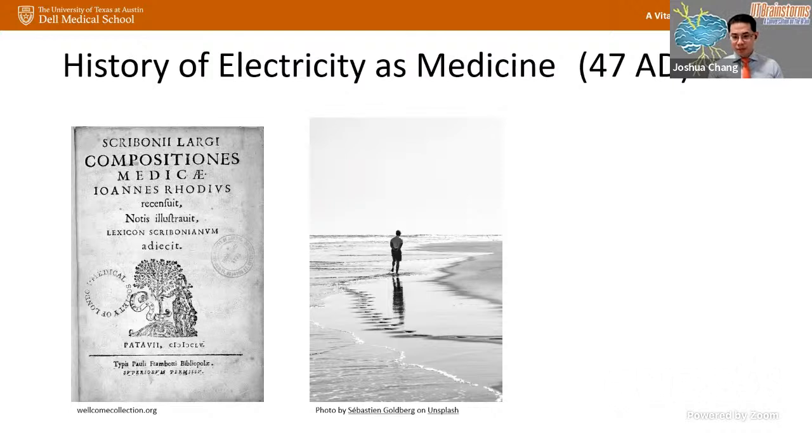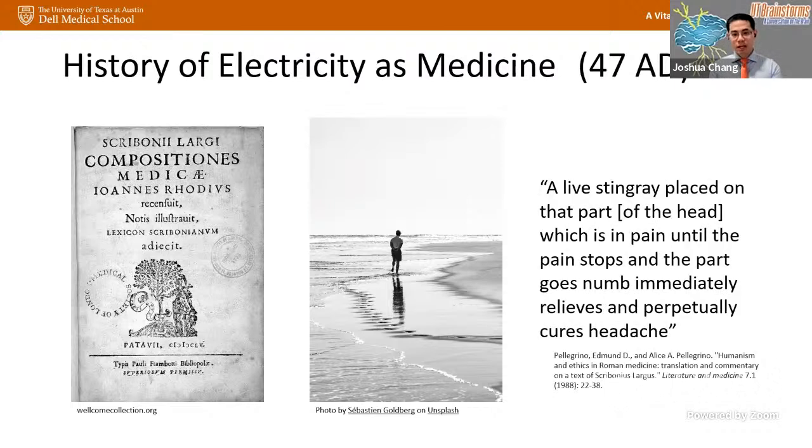Now, just to give you a little bit of history, Anteros had gout or some kind of arthritic pain. And when he stepped on this electric ray, the pain disappeared. When he got shocked, the pain disappeared. And this was recorded by Scribonius Largus, and this is again the first recording of it in 47 AD, in his work, The Compositions. Now, Scribonius Largus continued to think about this and work on it, and he wrote in his compositions that a live stingray placed on that part of the head which is in pain, until the pain stops and the part goes numb, immediately relieves and perpetually cures headaches.